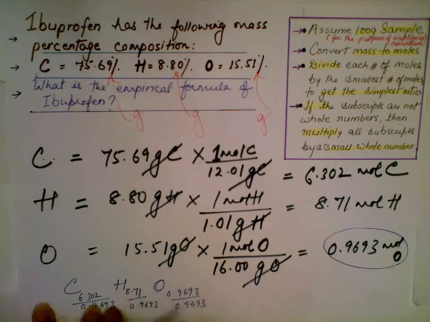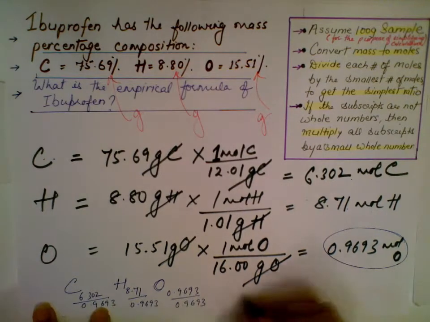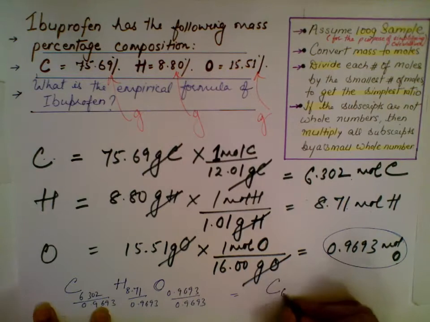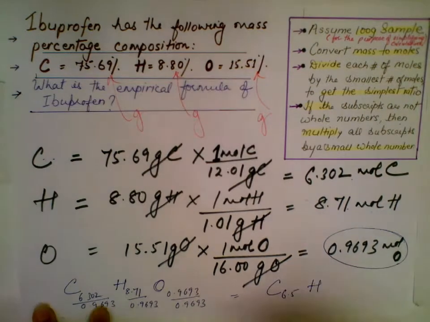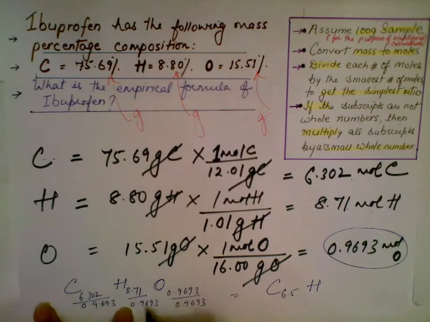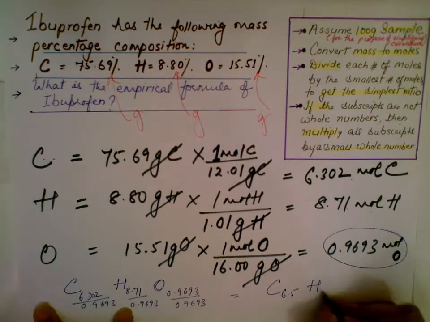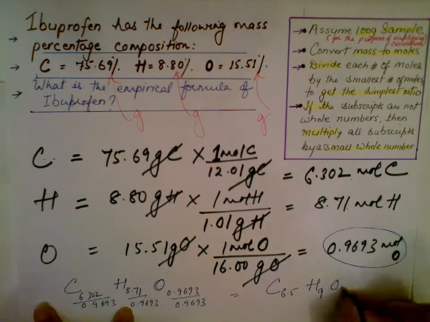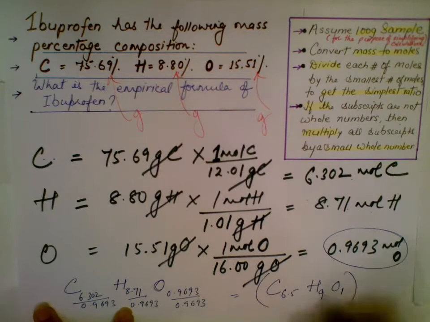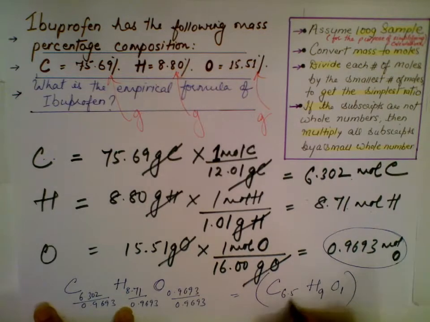Numerator always at the top, divided by the denominator. You're going to get 6.5. Hydrogen, when you divide these numbers, numerator by denominator, you're going to get 8.98, and you can round off to 9. And oxygen is 1. So this is a whole number, this is a whole number. However, this is not a whole number.